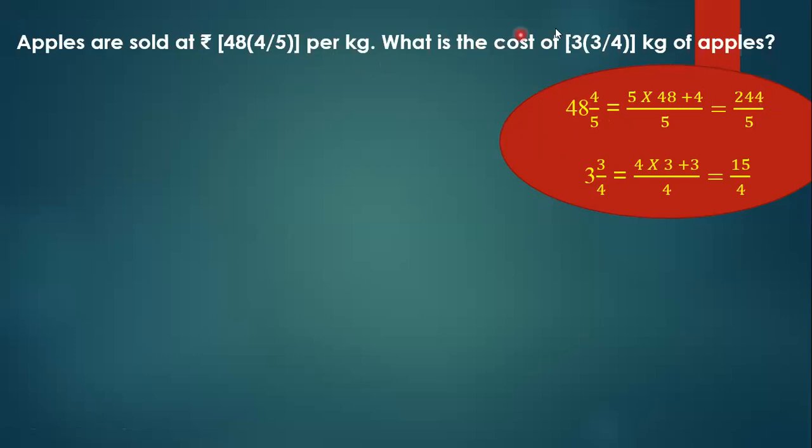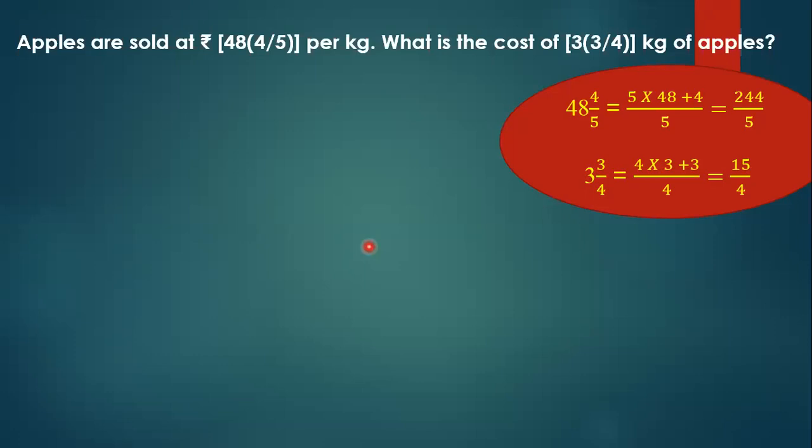What is the cost of 3 by 4 kgs? Again, 3 by 4 is a mixed fraction. We will first convert it into an improper fraction. And how do we convert it into an improper fraction? 4 multiplied by 3, 12. 12 plus 3 gives us 15. So it would be 15 by 4. I hope this is clear, children. Okay. Next, what do we have?